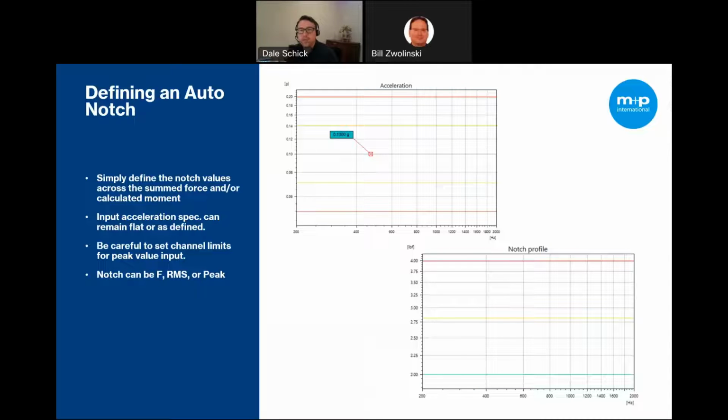With a fully automatic force or moment limiting notch, the acceleration plot remains undisturbed, as the system will attenuate the input acceleration to limit the force. So you can see that when we do this automatic notch testing, we're going to have a flat response at 0.1 G all the way across. The force limit can be simple, like the one seen here in the notch profile, or really complex to account for various modes of different values.